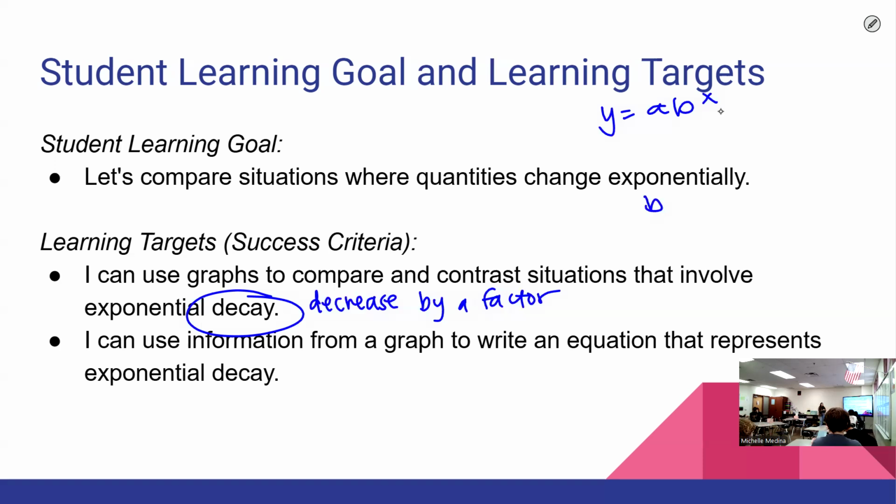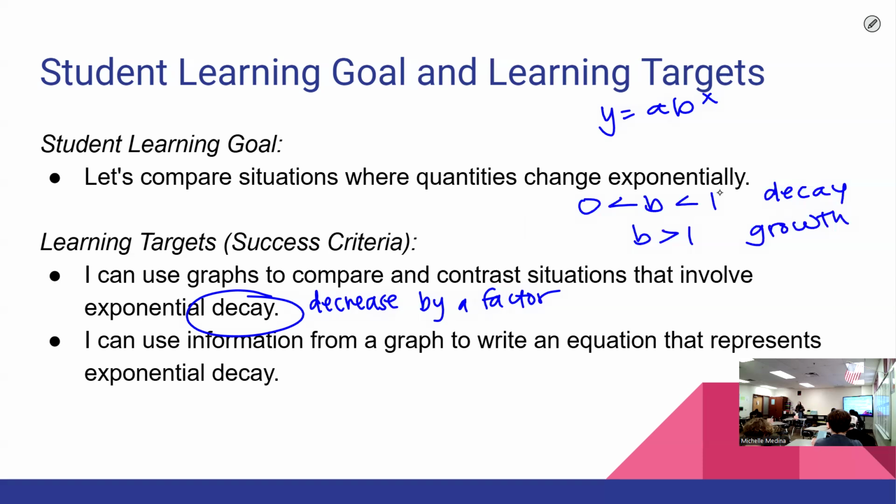Whenever b is between 0 and 1, then it's decay. When b is greater than 1, then it's growth. So like in the first few lessons where b was 2 or 3, mostly the situations we looked at, where it was doubling or tripling, that is growing over time. Decay is when you're multiplying by something between 0 and 1.